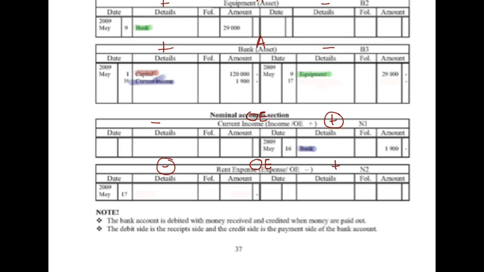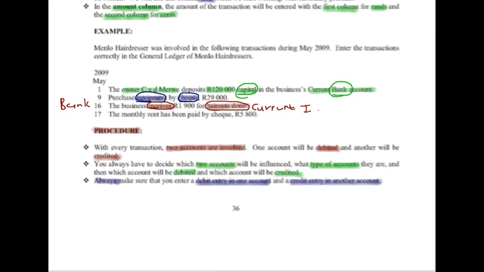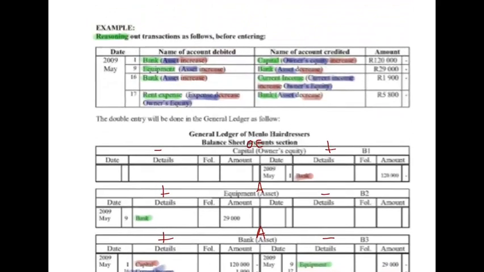And then the last transaction, the 17th, the monthly rent has been paid by check for 5,800. So let's consider our two accounts. Rent that we've paid means that it's rent expense. So my one account is going to be rent expense. I paid by check, so therefore check tells me that I've used my bank account. So my two accounts used, very easy, rent expense and bank.